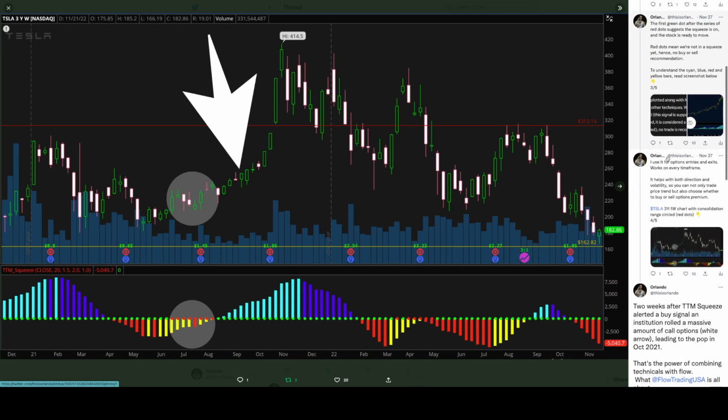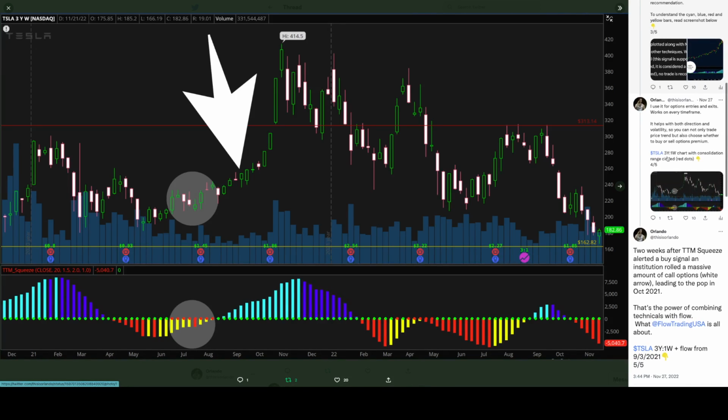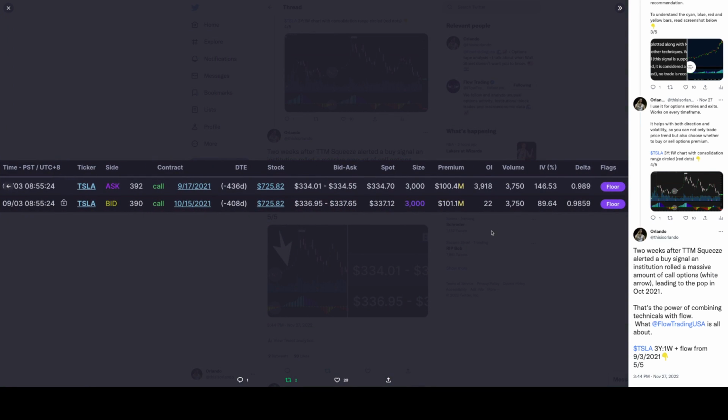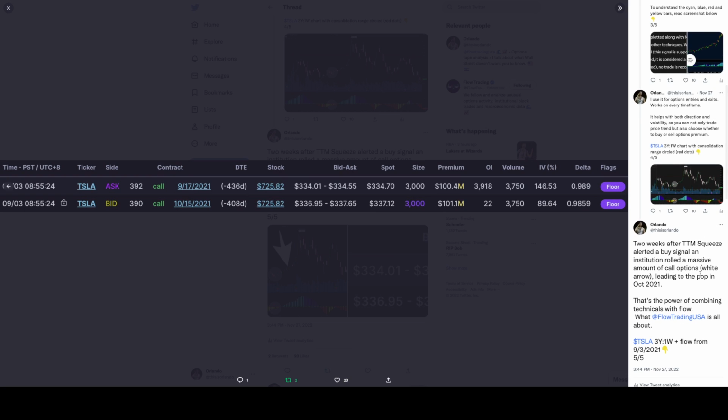I'm going to show you quick what I saw on the TTM Squeeze, and then I'll go to the daily chart and touch both technicals and options flow. First of all, this is a consolidation zone based on the TTM Squeeze. Right here, we went back into a buy signal zone and an active squeeze. This was the area. The white arrow is when we saw a lot of options flow. This was what I posted. That was the last part of this tweet.